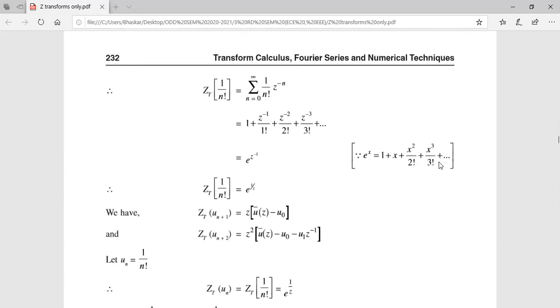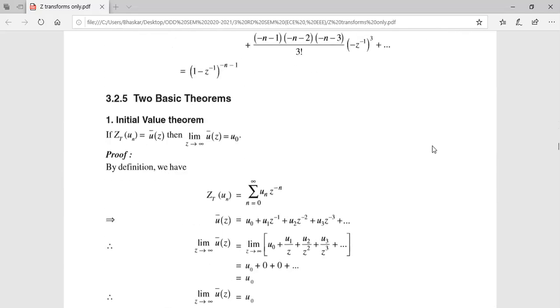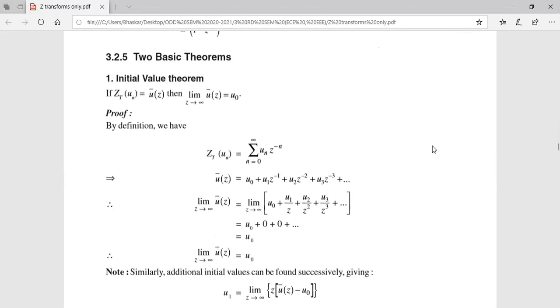Initial and final value theorems. You see that these are the two basic theorems that will be applicable for the future. What is the initial value theorem and what is the final value theorem? If z transform of u_n is equal to u bar of z, then limit z tends to infinity u bar of z becomes u naught.